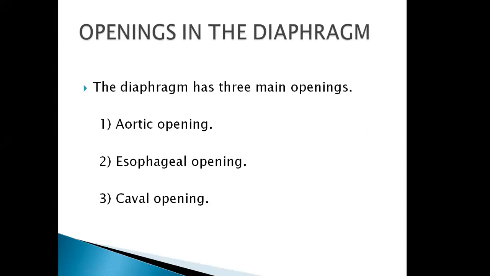Now openings: there are certain openings in the diaphragm through which various structures move from the abdominal cavity to the thoracic cavity or from the thoracic cavity to the abdominal cavity. These openings are the aortic opening, esophageal opening, and the caval opening. Remember, there are three openings in the diaphragm: aortic, esophageal, and caval.